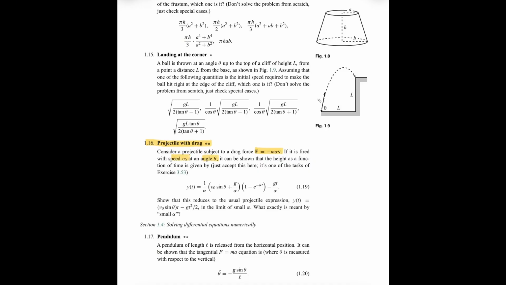as a function of time is given by y of t equals 1 over alpha times v naught sine theta plus g over alpha, times 1 minus e to the negative alpha t, minus gt over alpha. Show that this reduces to the usual projectile expression y of t equals v0 sine theta t minus gt squared over 2 in the limit of small alpha. What exactly is meant by small alpha?